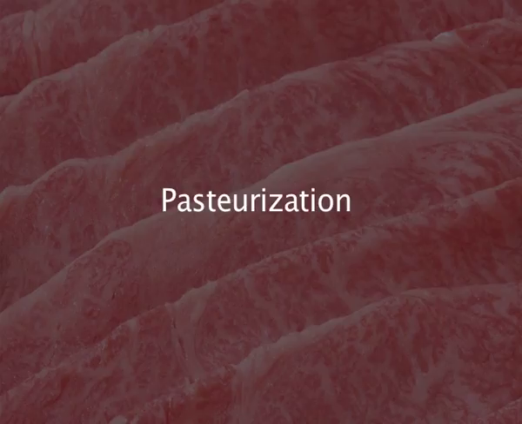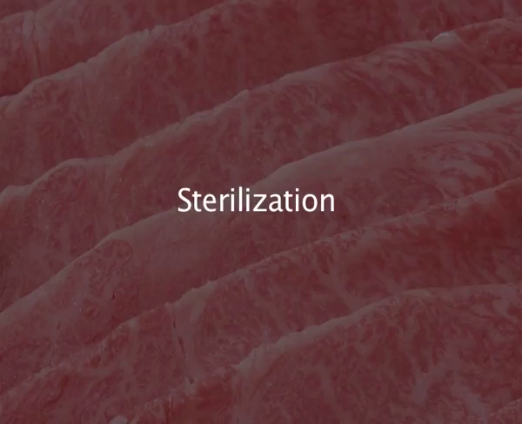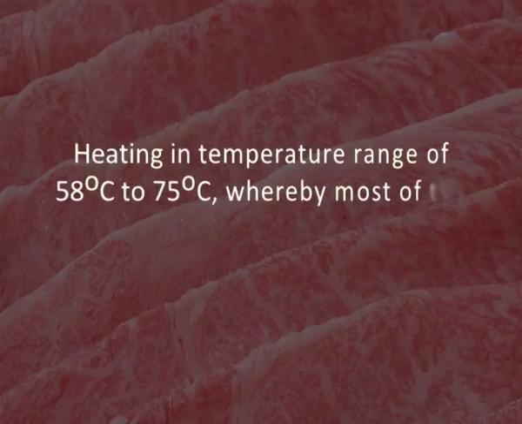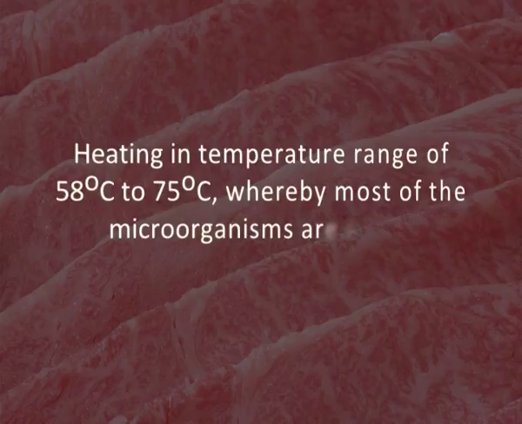Canned meat and meat products may be subjected to heat at two levels. First, pasteurization, which is designed to stop microbial growth with minimum damage. And second, sterilization, in which all or most bacteria are killed, but which alters the meat to a considerably greater degree. Pasteurization refers to moderate heating in the temperature range of 58 to 75 degrees centigrade, whereby most of the microorganisms present are killed.